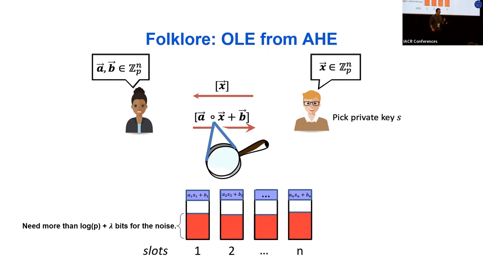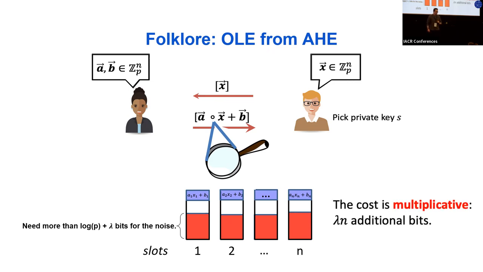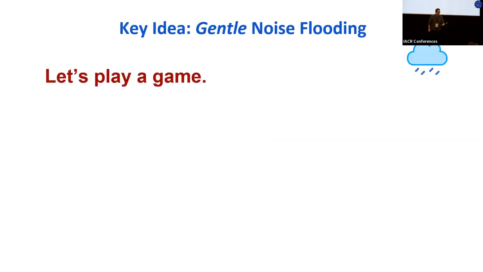And so the original error term had roughly log p bits from the multiplication, and then you need another lambda bits on top of that for the flooding noise. So this gives you a multiplicative n times lambda overhead. So this is not AQO. So we need to fix this problem if we want to use this approach for an AQO OLE. So let's try to fix this. Let's try to ease the amount of noise that we're adding in this scheme.